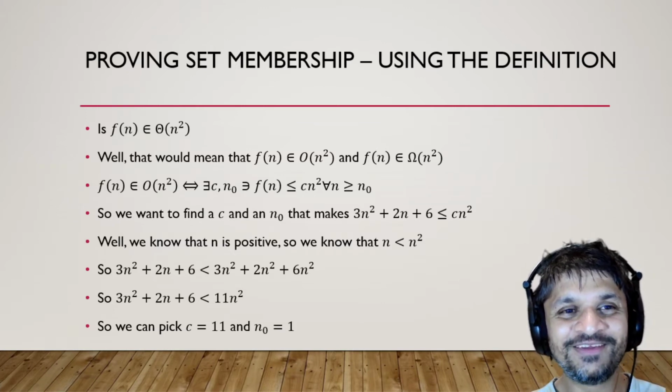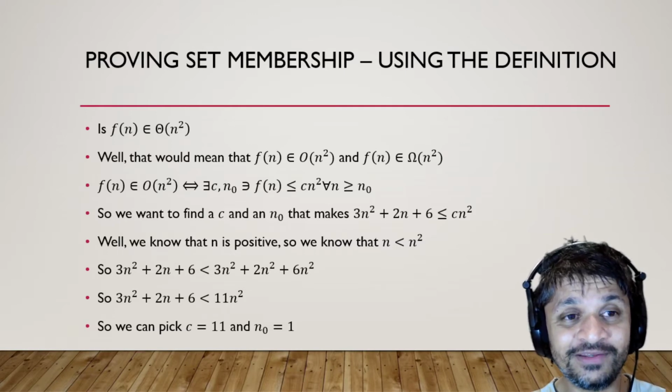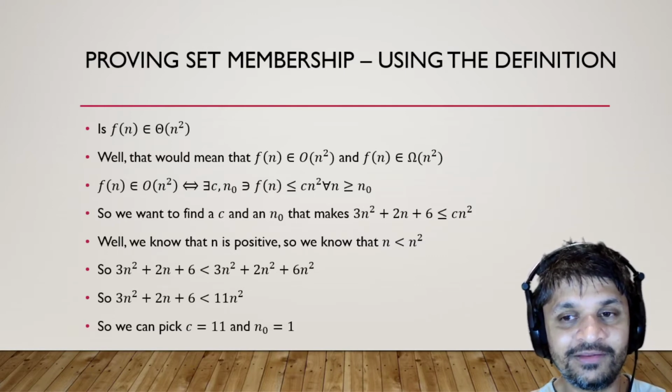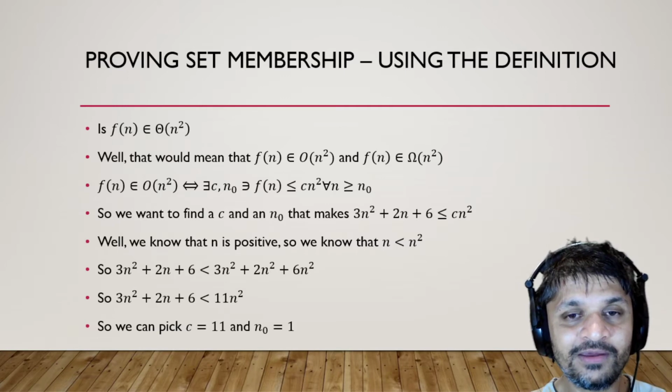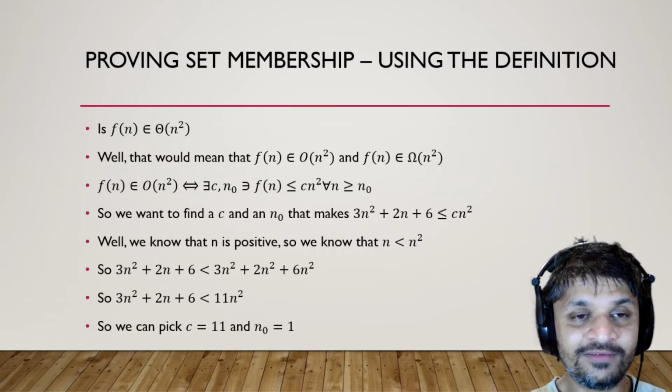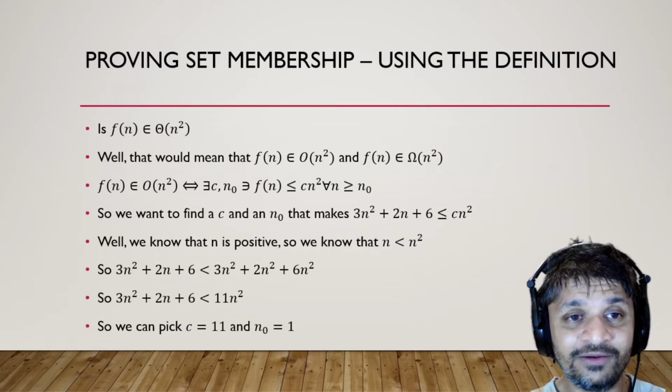Okay, so using the definition of what big O n squared is, we'd say that f of n is in big O n squared if there is a C and n naught such that f of n is less than or equal to C n squared for all n greater than or equal to some n naught. Okay, now the really cool thing about trying to prove something like this is whenever a statement says there exists and you're trying to prove that the statement is true, you get to pick the C and the n naught.